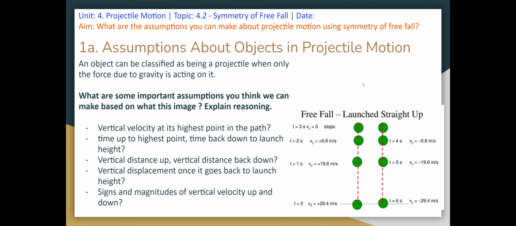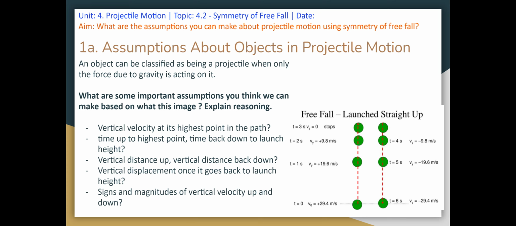So we get to this slide. The unit we are on is called projectile motion. Projectile has a very specific meaning behind it. A projectile is essentially anything that only has a force due to gravity acting on it. For example, if I'm holding an object in my hand, I'm exerting a force upward from my hand. That's an applied force, which means that the force due to gravity is not the only force acting on it, so the object is not a projectile.